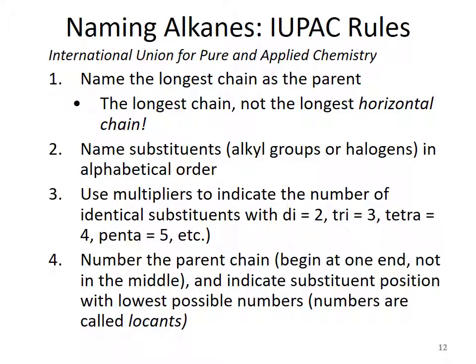So if we start here and we go, this is number 1, 2, 3, 4, 5, 6, then that means this methyl group is on the 5th carbon. If we start over here and we call this 1, 1, 2, 3, 4, 5, 6, that means this methyl group is on the 2nd carbon. So we start over here. So it's 2-methylhexane.